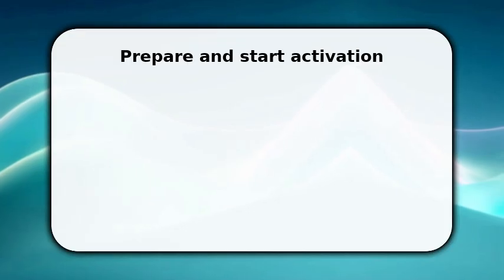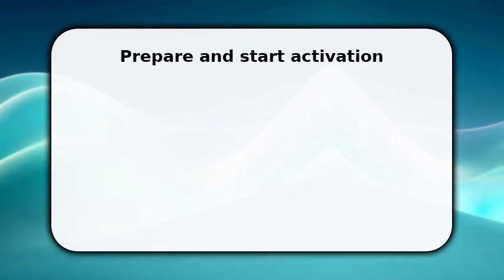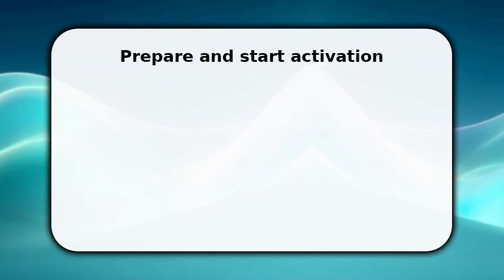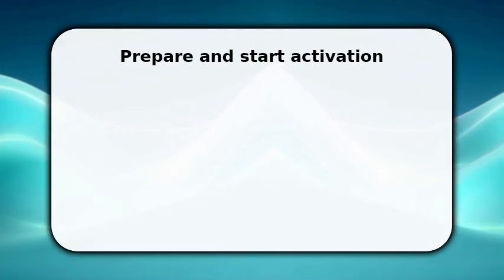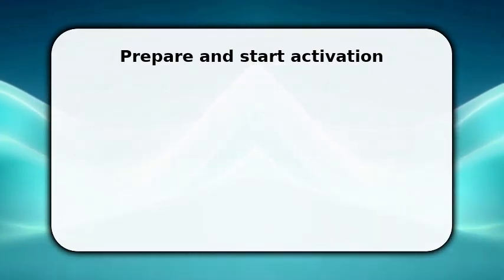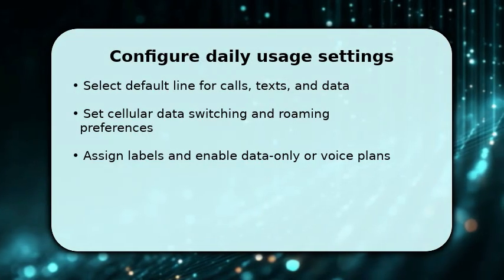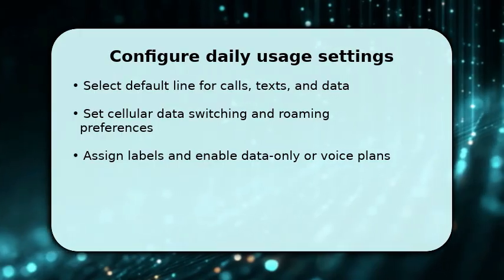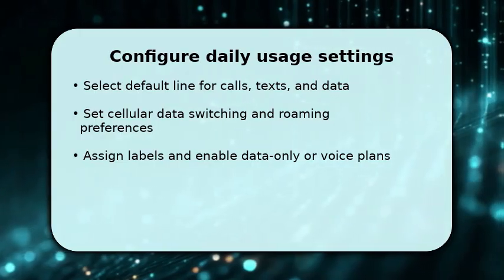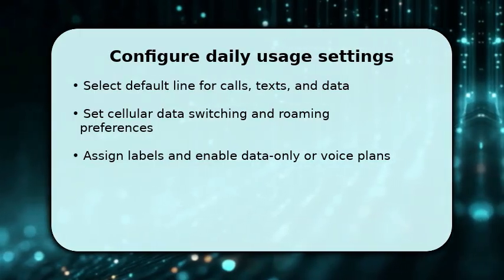If prompted, name the plan for daily use and set it as primary or secondary, depending on whether you also use a physical SIM. Once the eSIM is installed, you configure how you'll use it daily. You choose a default line for voice and text, then separately select the line for cellular data. This matters for apps and billing.